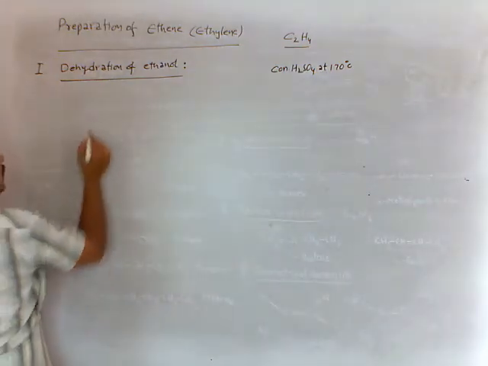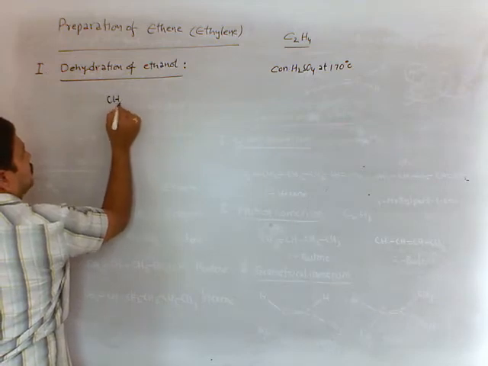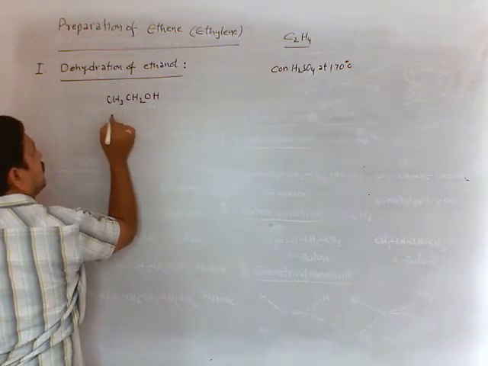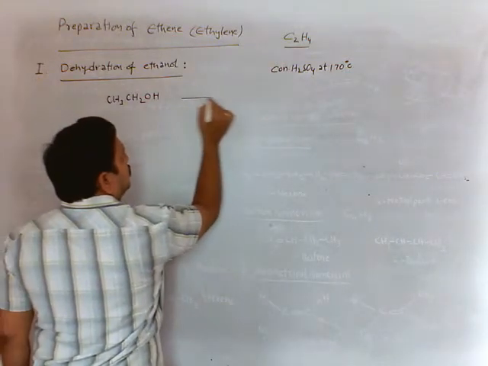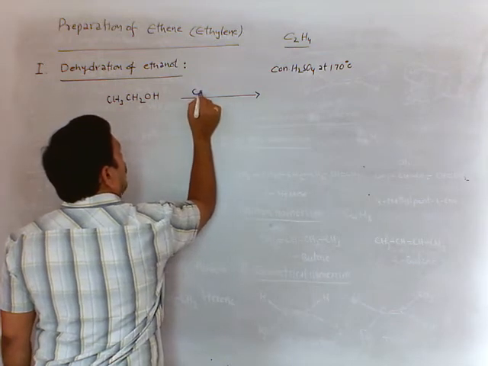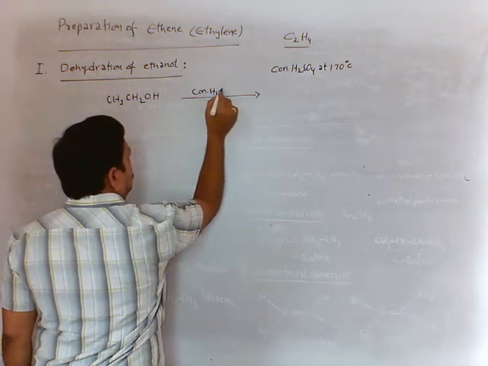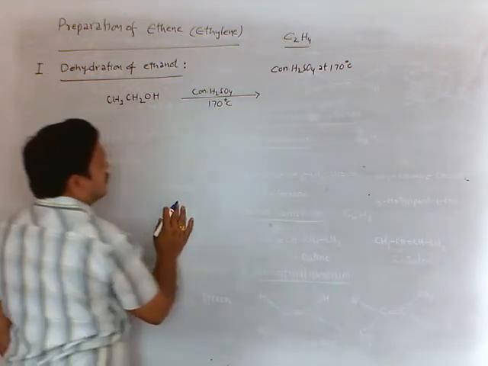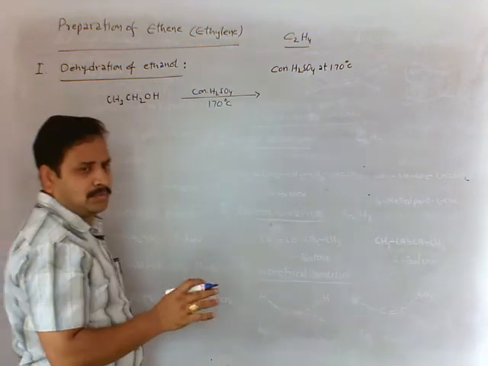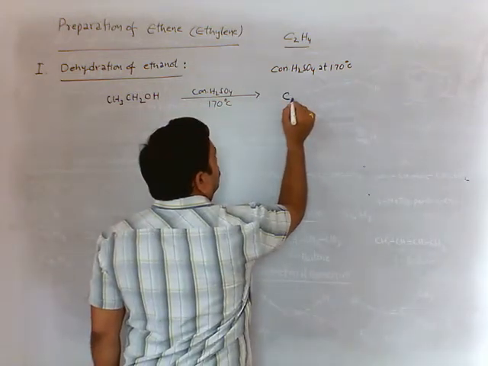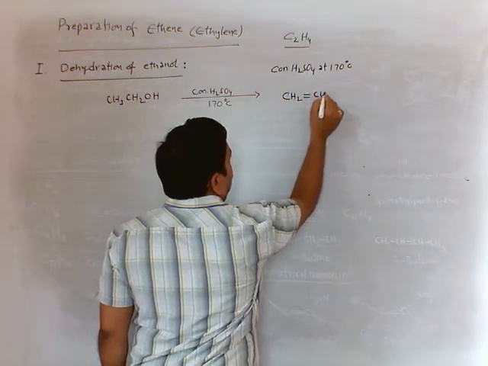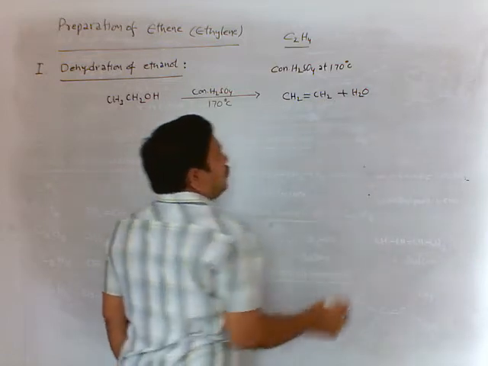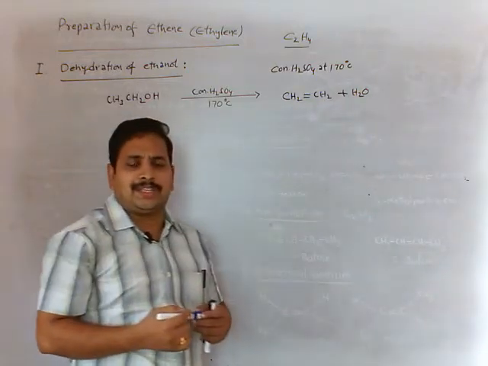See, I am taking here CH3CH2OH. This we call ethyl alcohol, treated with concentrated sulfuric acid. The temperature is about 170 degrees Celsius. Water comes out. So we get here CH2 double bond CH2 plus water. Removal of water we call dehydration.